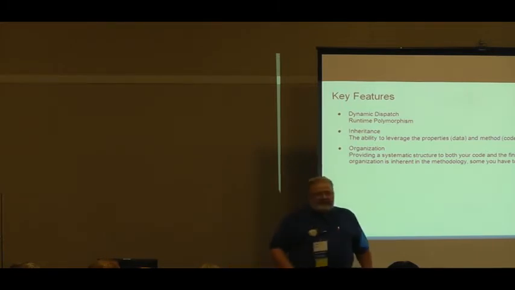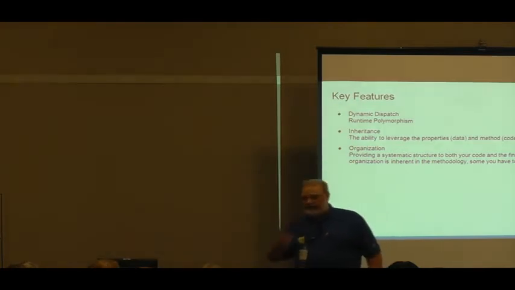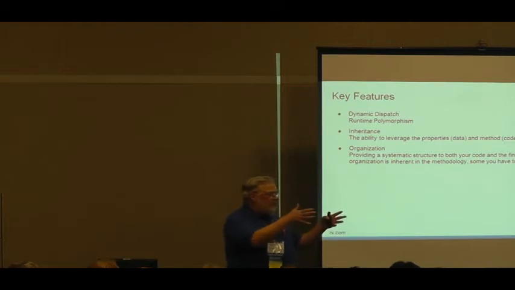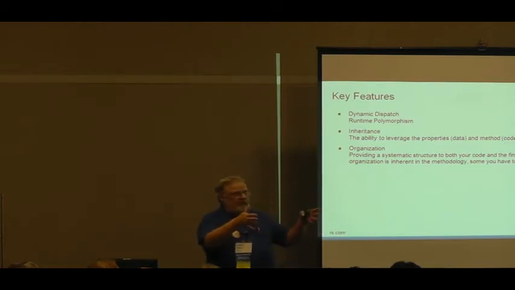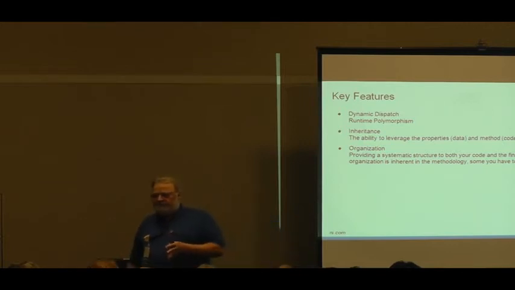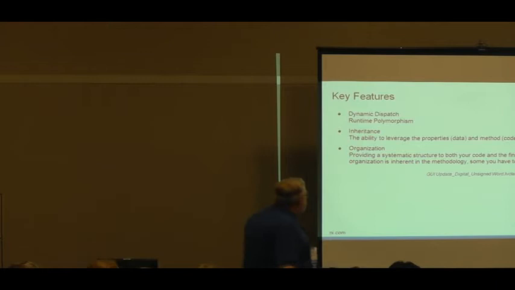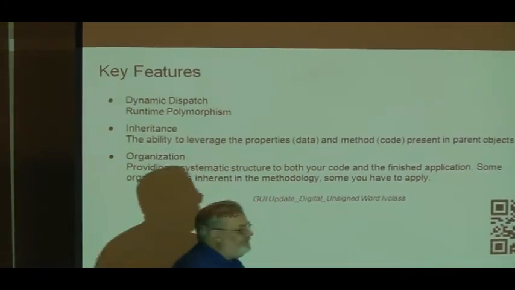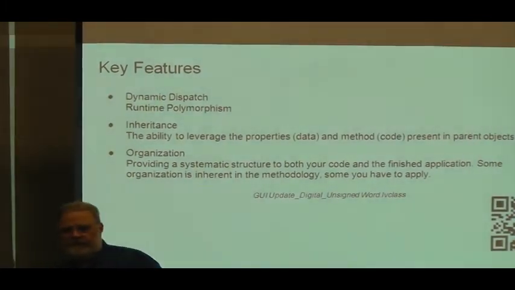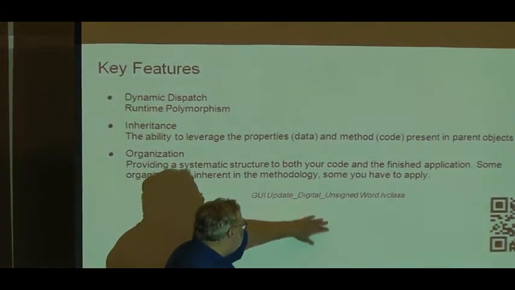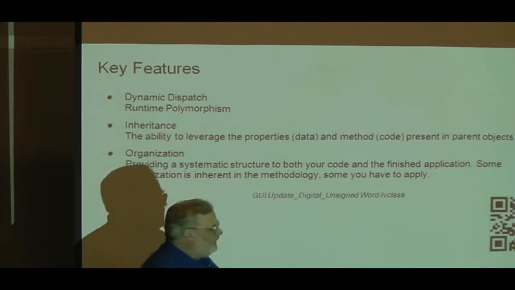Now, one of the things I like to do as I'm naming my classes is mirror the structure of the class names with the directory structure that those classes are stored in. For example, here would be the name of a class: GUI update underscore digital underscore unsigned word LV class. So you're updating something in the GUI, a digital control, an unsigned word digital control.